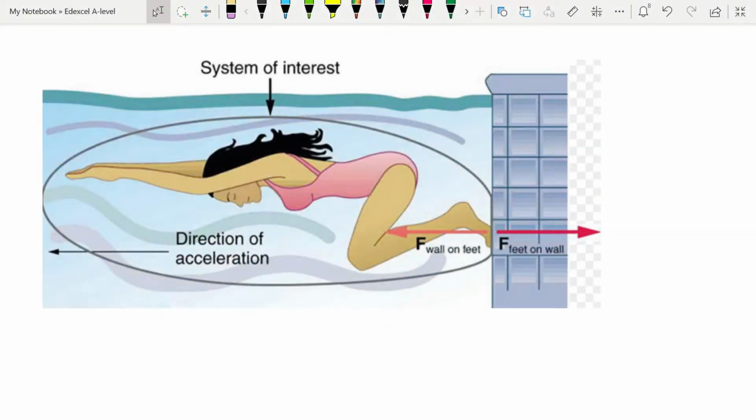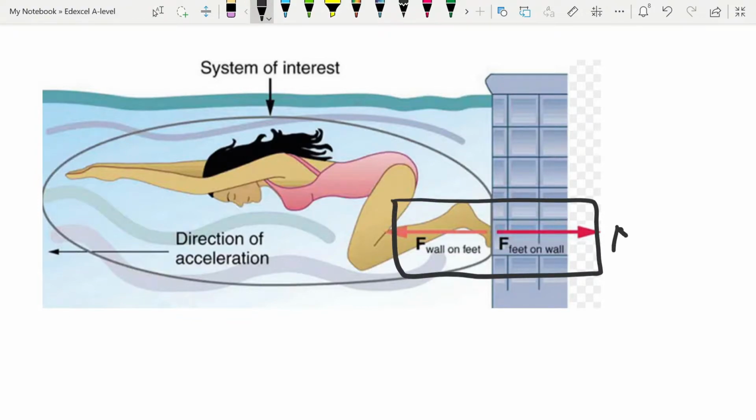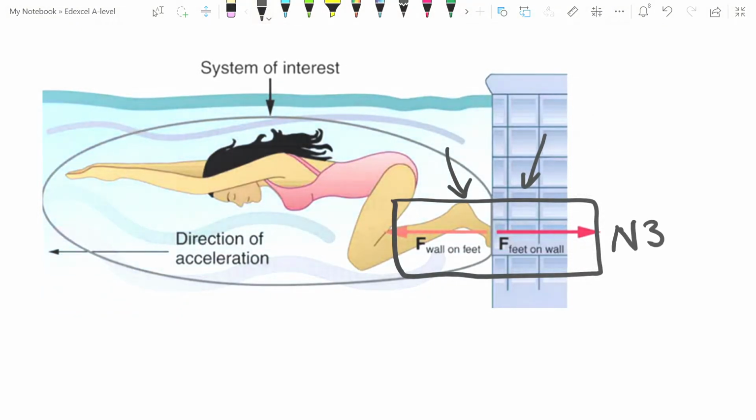Now we're going to be looking at this particular swimmer and this system in more detail. So here we see our fundamental Newton's third law pair. In order to propel herself forwards, the woman has to exert a force on the wall. So first of all, she's responsible for pushing on the wall. The wall then pushes her back. So this is where everything begins, and we will look at what happens next in a moment.